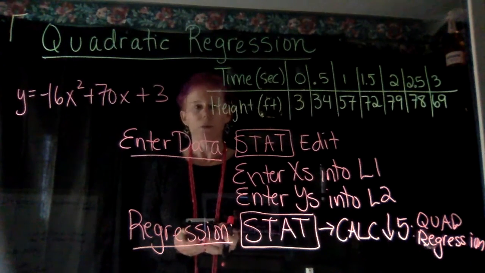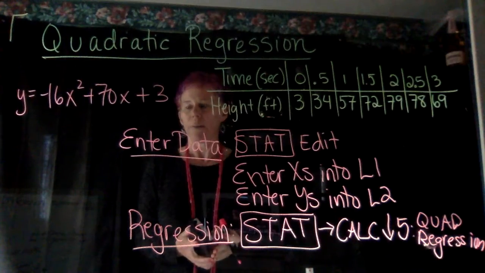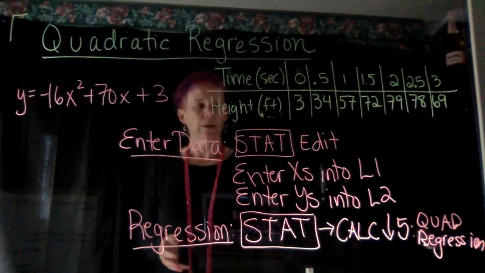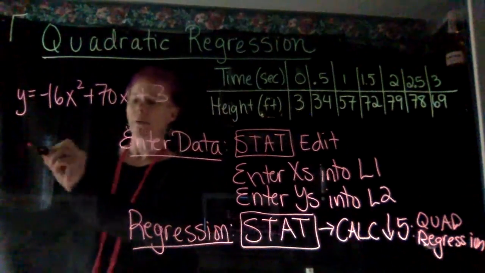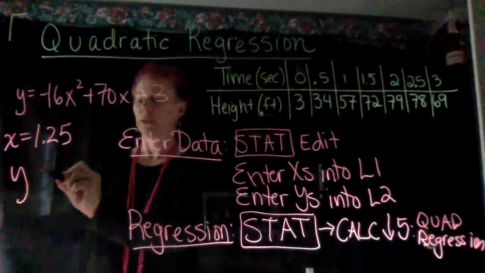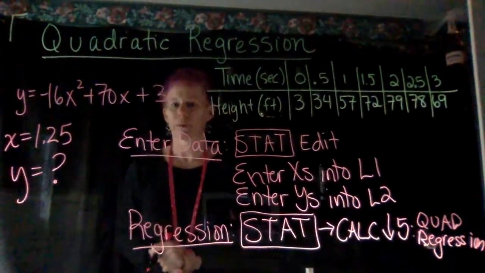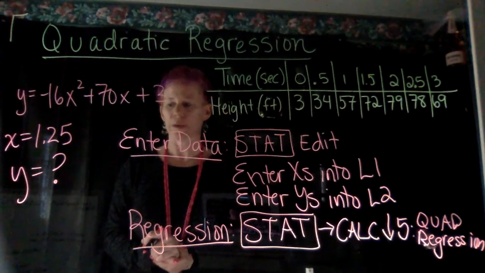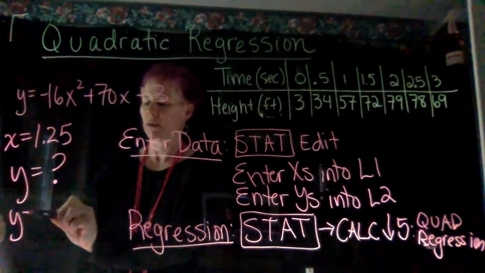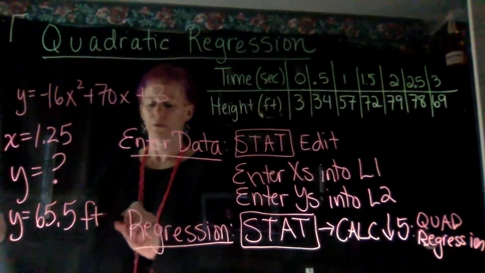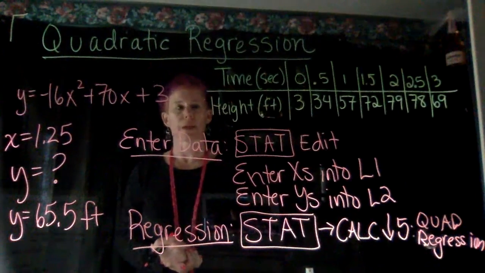So I would like you to make a prediction of how high the ball will be after 1.25 seconds. So first you want to figure out that the 1.25 is your x. So I'm asking you, when x is 1.25, what is y? When you plug that in, being careful with your negatives and parentheses, you should get 65.5 feet after 1.25 seconds traveled.